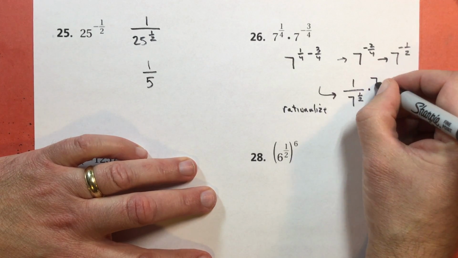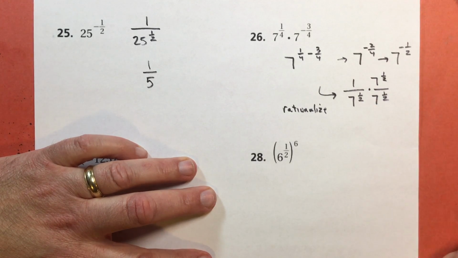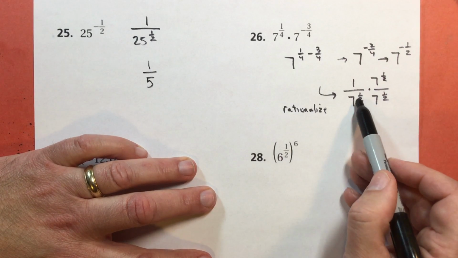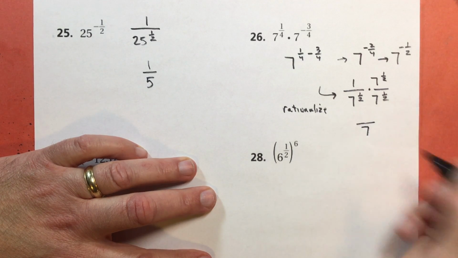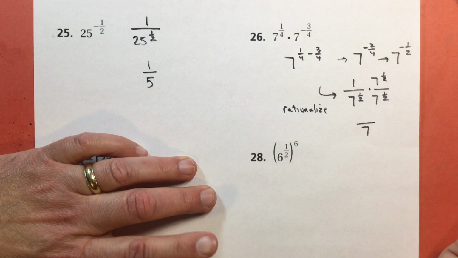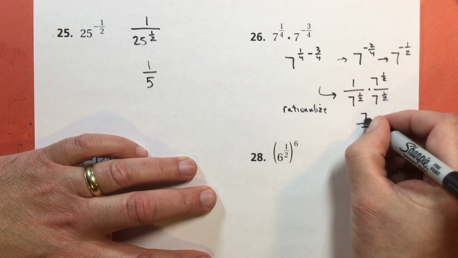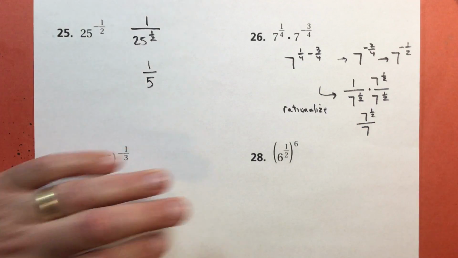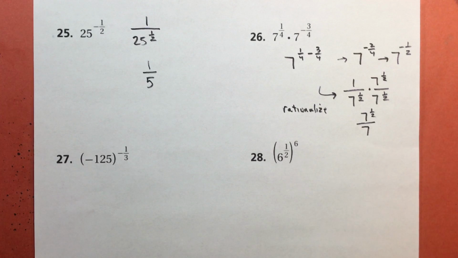So now I'm going to do 7 to the 1/2 power over 7 to the 1/2 power. 1/2 plus 1/2 equals 1. This gives me 7 to the first power, which is just 7, which is rational. 1 times 7 to the 1/2 power is 7 to the 1/2 power, also known as the square root of 7. So this is like the square root of 7 divided by 7. I rationalized the denominator.